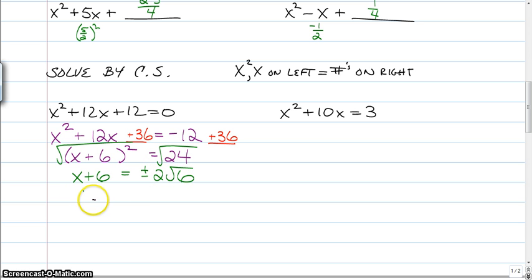Subtract 6 from both sides and you get x is equal to negative 6 plus or minus 2 root 6. And you are done.